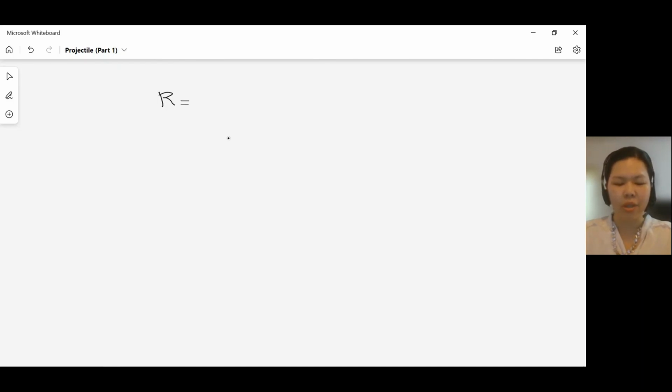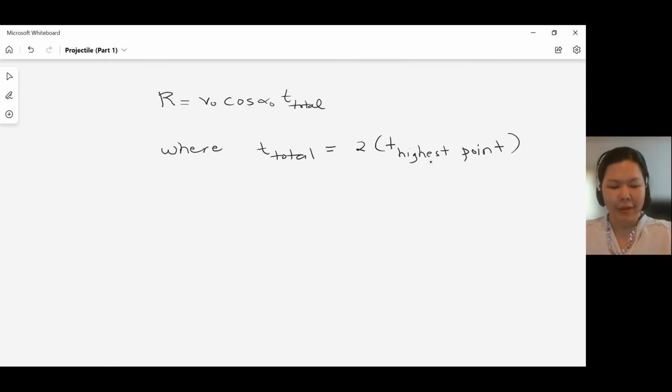To calculate the range, we use the equation R, range big R, equals v naught cosine alpha naught times t total, the time of flight, where t total is equal to 2 times the time to reach the highest point. From t total, we can infer that in a projectile motion, the time elapsed when the object goes up is the same as the time of going down, just like in free fall.